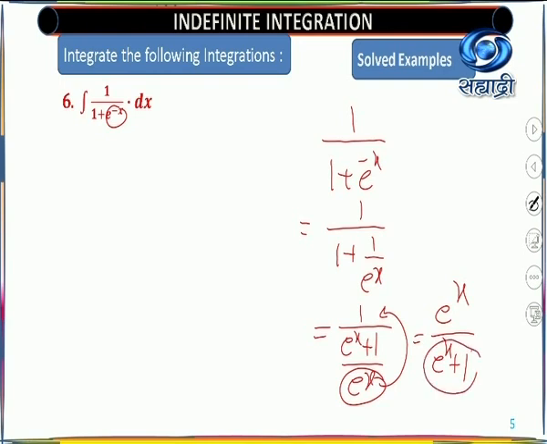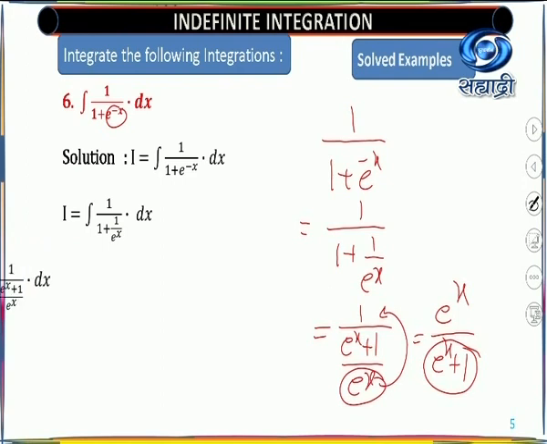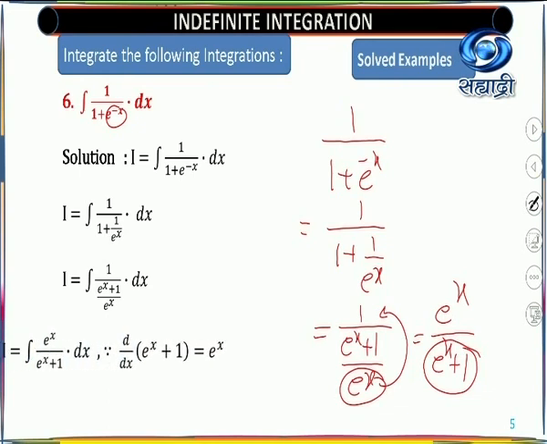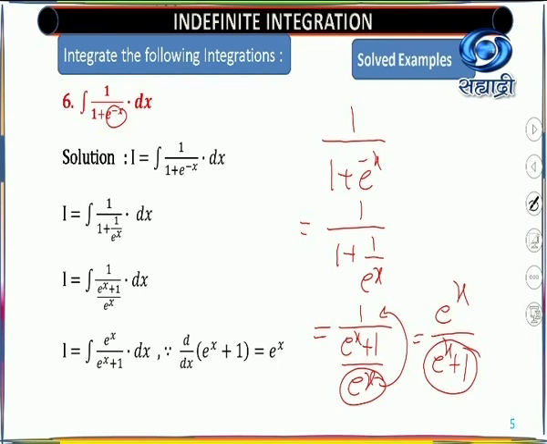Now look here, this function is simplified. You know that if you substitute for this, your integration will be simplified and you will get the value. So I equals the integral of 1 upon 1 plus e raised to minus x dx, which gives you the integral of 1 upon 1 plus 1 upon e raised to x dx. This simplification is nothing but the integral of 1 upon e raised to x plus 1 upon e raised to x, which gives you e raised to x upon e raised to x plus 1 dx.